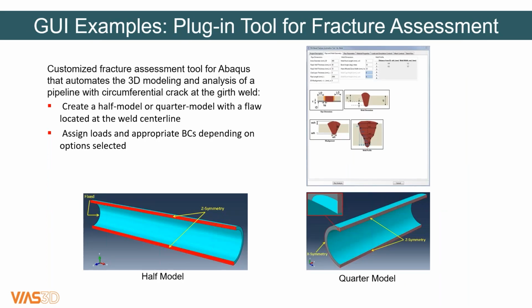The next one here is for a fracture assessment. Again, we collect data. You can see the dialog here in the upper right corner. We have multiple tabs there to collect data from the user. When we collect that data, it's going to go off and create the whole model for us and set up our analysis. It's going to create a half or quarter model and position the flaw at a particular location, and then assign the loads and boundary conditions depending on what the user selects.